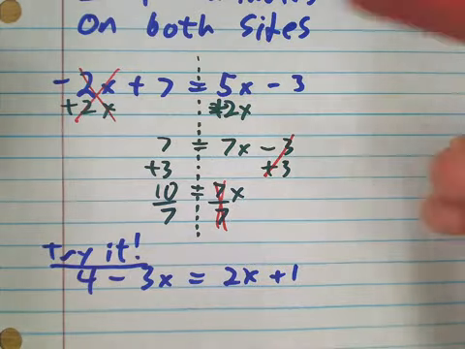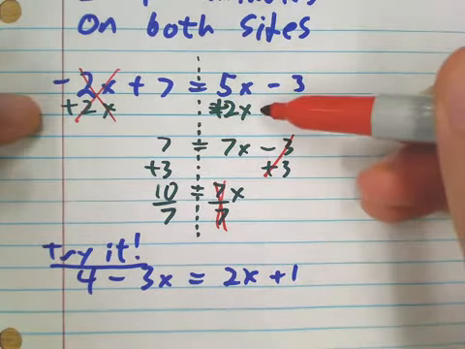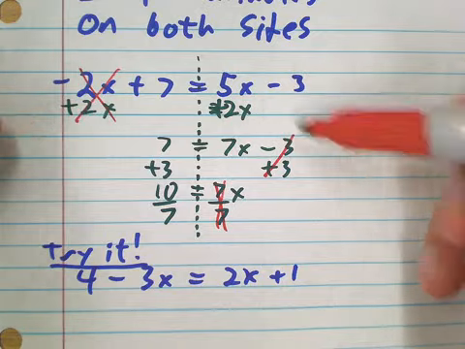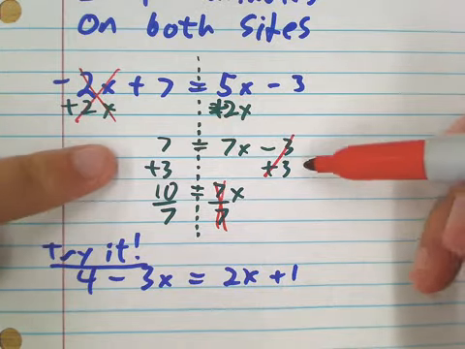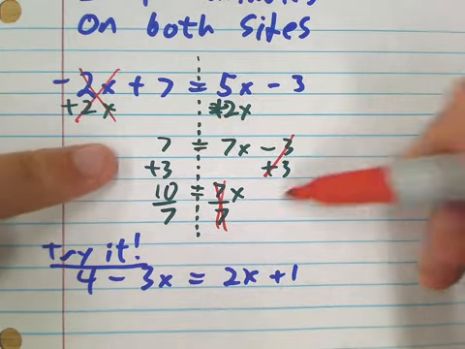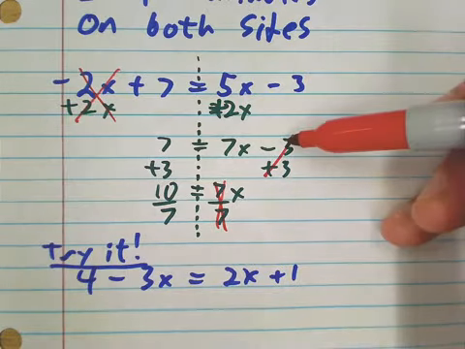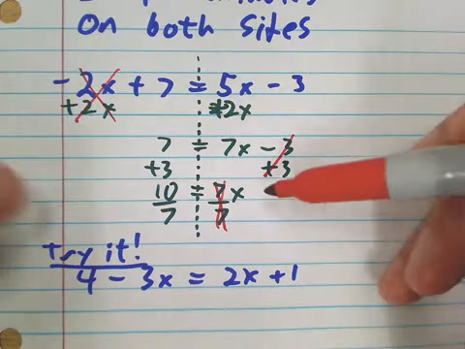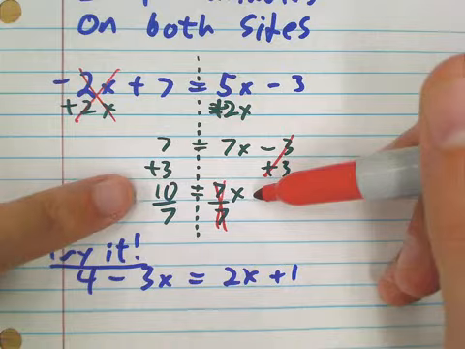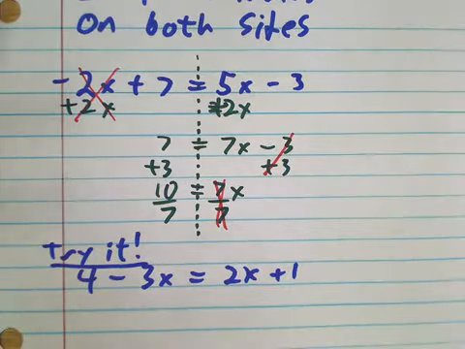So step 1 here was to get rid of one of the x's by adding or subtracting. Step 2 was to look on the side with the x and get rid of the number over there that you're adding or subtracting. And step 3 is to divide by the coefficient, the number in front of the variable. Okay, my answer there was 10/7.